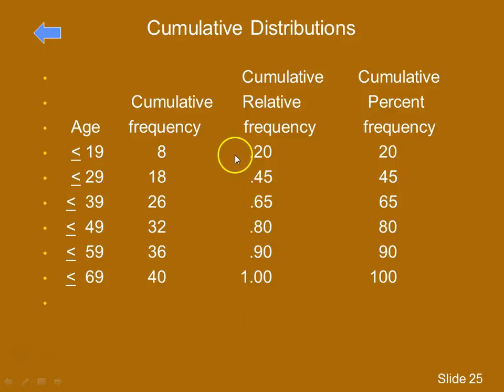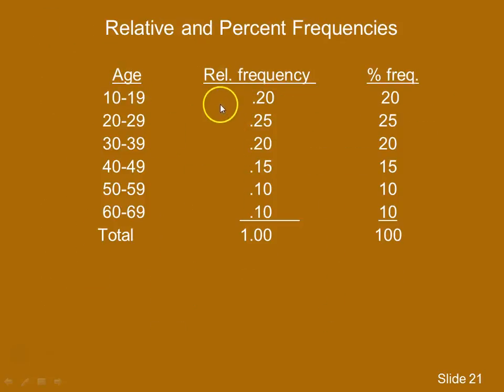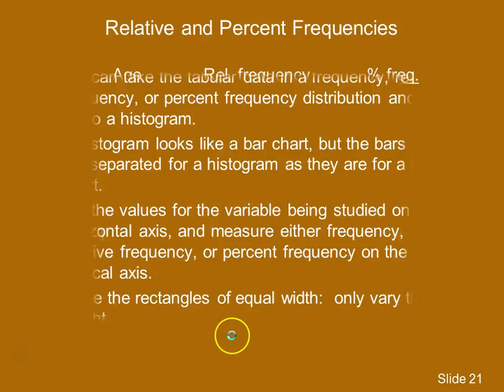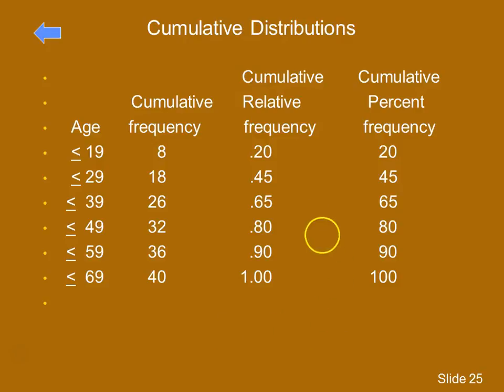In exactly the same way, you can accumulate the relative frequencies and the percent frequencies. Let's go back for a moment to relative frequencies. By the time we get to an age of 19, 0.2 of the data has accumulated. By the time we get to 29, 0.2 plus 0.25 for a total of 0.45 has accumulated. By the time we get to 39, 0.2 plus 0.25 plus 0.2 for a total of 0.65 has accumulated, and so on. And that's where you will get those cumulative relative frequencies. Notice that cumulatives basically always go up. They always increase until you get to the end of the distribution.